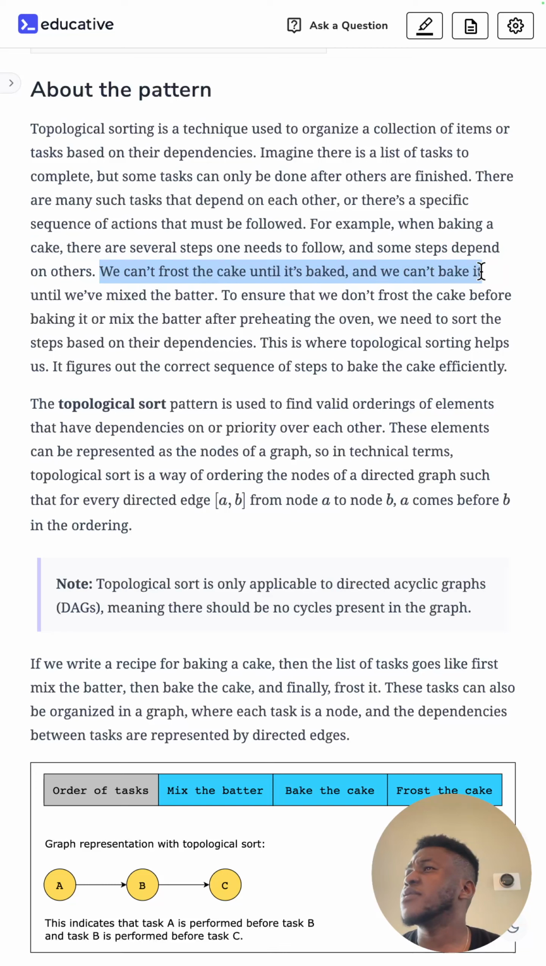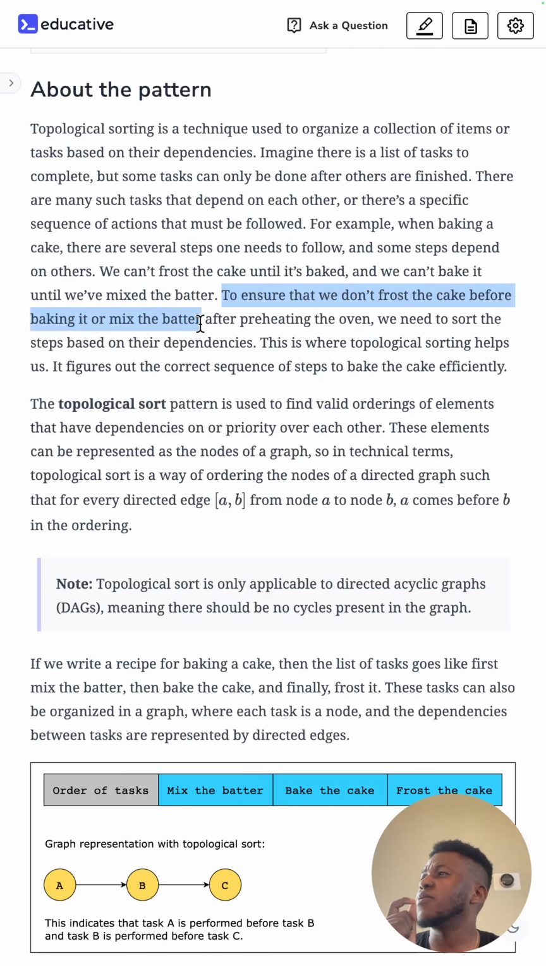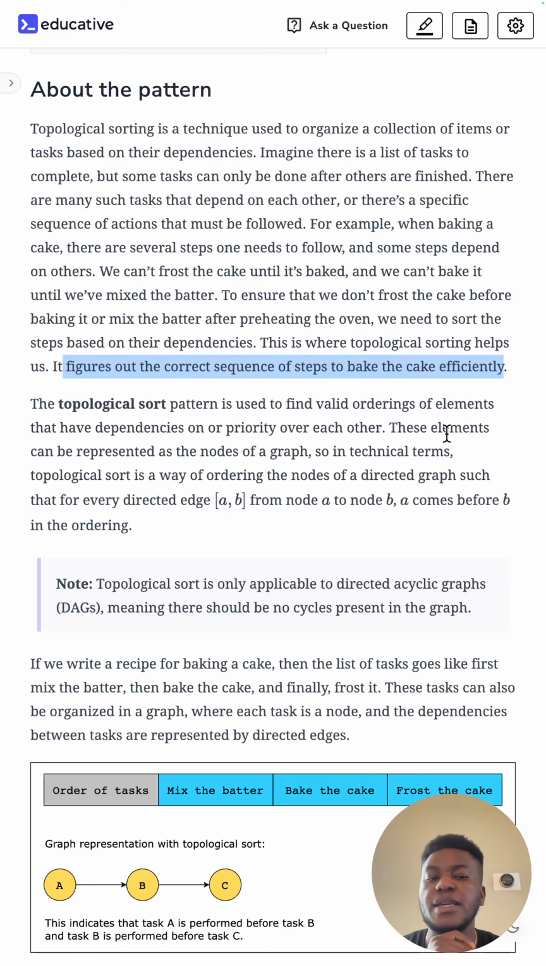We can't frost the cake till it's baked, and we can't bake it until we've mixed the batter. So to ensure that we don't frost the cake before baking it or mix the batter after preheating the oven, we need to sort the steps based on their dependencies. And this is where TopoSort helps us. It figures out the correct sequence of steps to bake the cake efficiently.